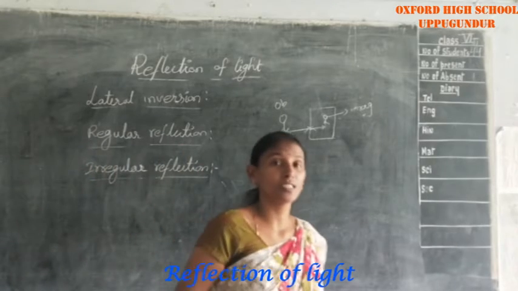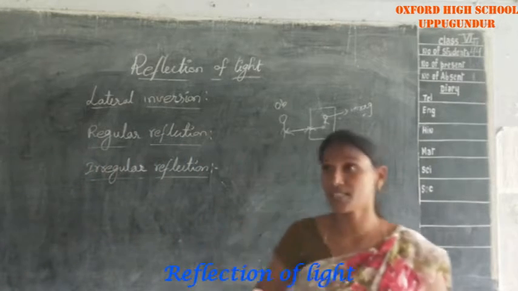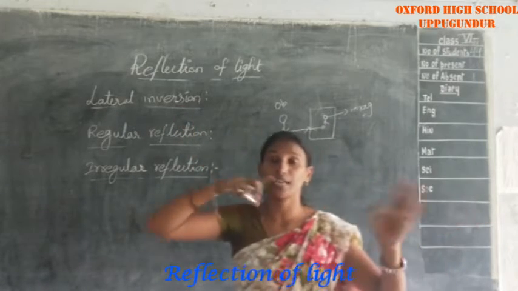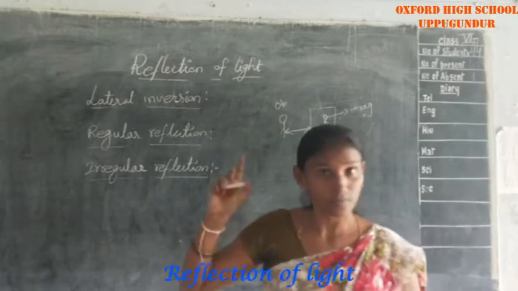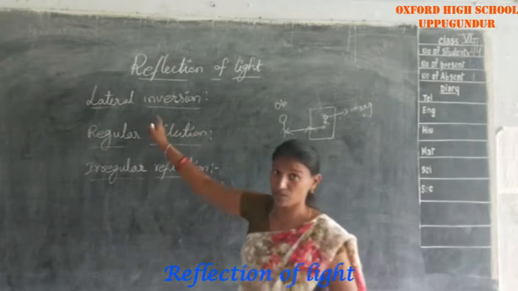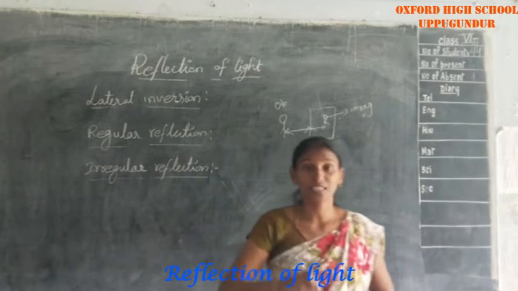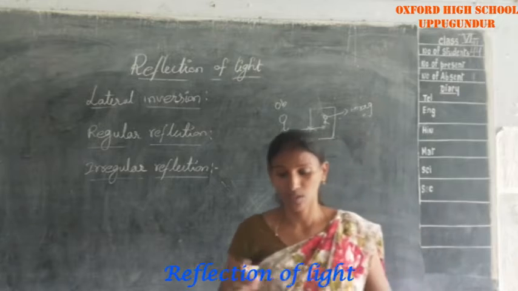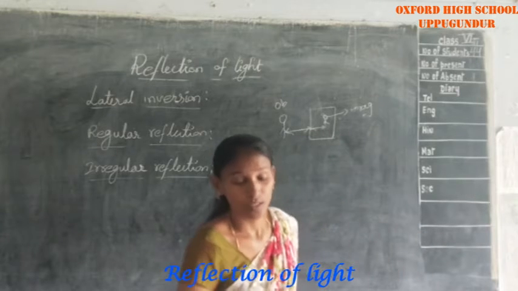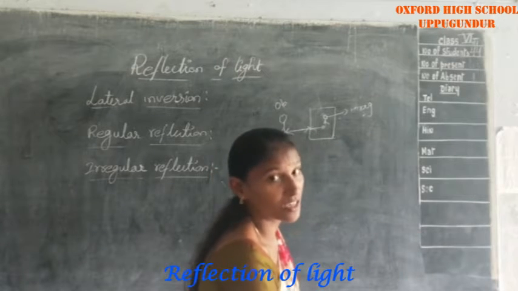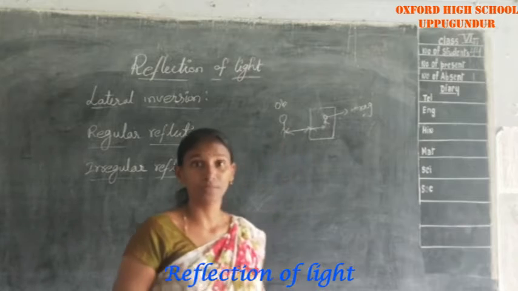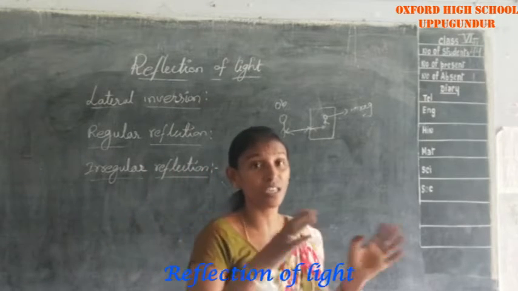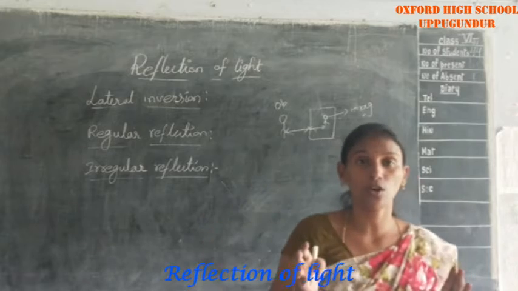And one more point, which we already discussed in a previous class: lateral inversion means right to left and left to right. Okay, but you are observing the ambulance. On the ambulance, you are observing that the name is written in reverse. Why are they writing it in the reverse position?